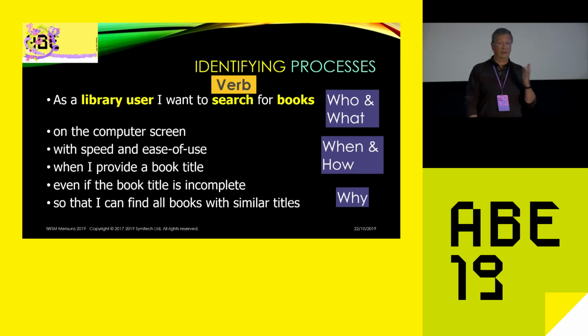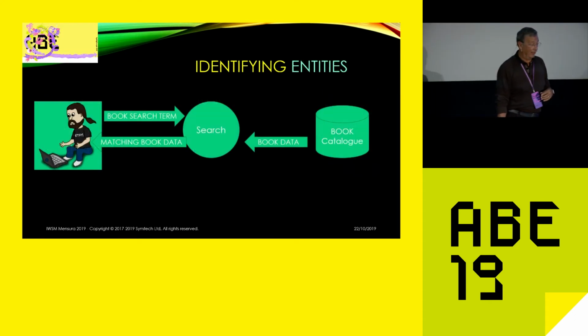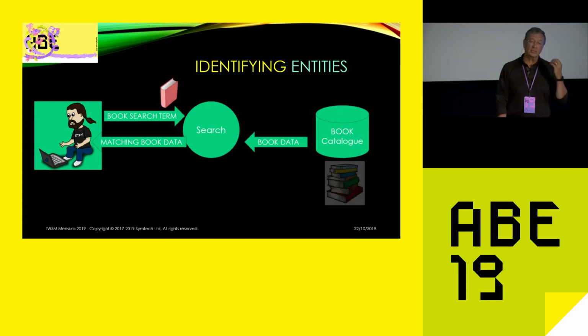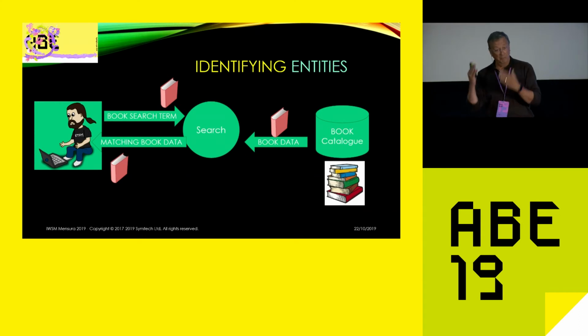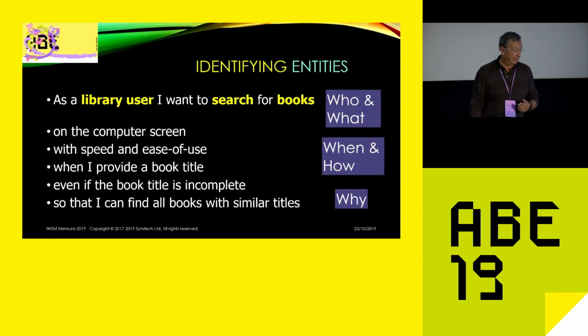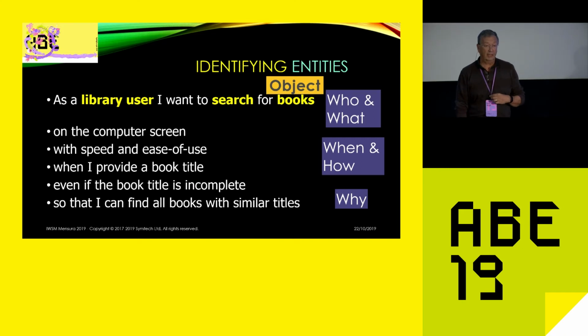We now need to, you're probably ahead of me, where are the entities? Well, it's not just a search term, it's a book search term. It's not a book, it's not a catalog, it's a book catalog. And we give book data out. So there are our entities, they're there in front of us. And it's just the object at the top, in the first part. So we've now identified the subject, the verb, and the object.